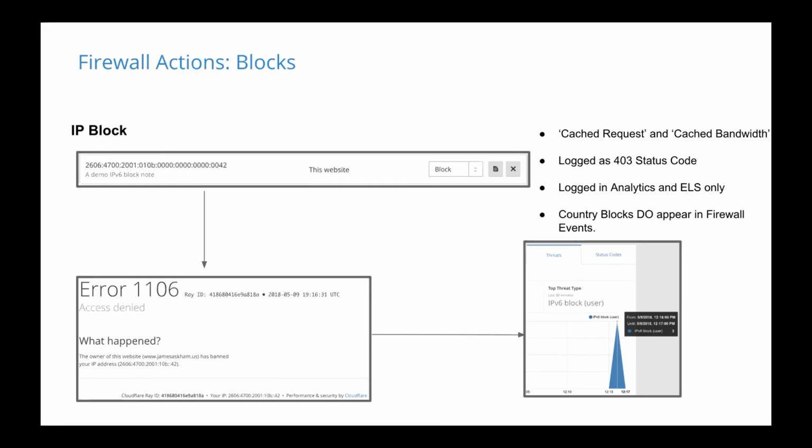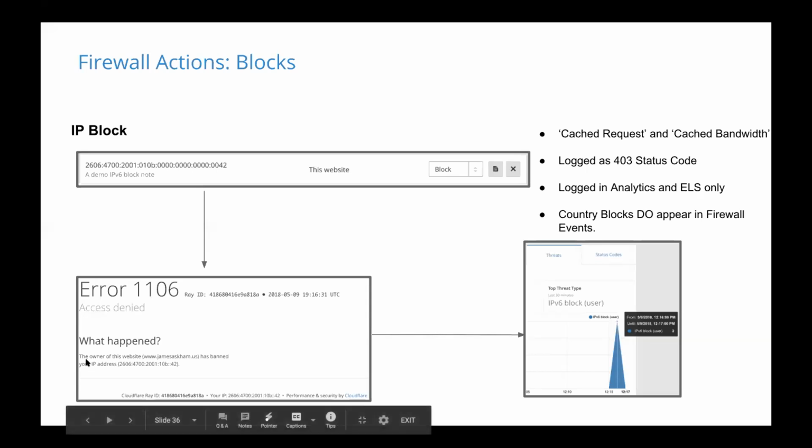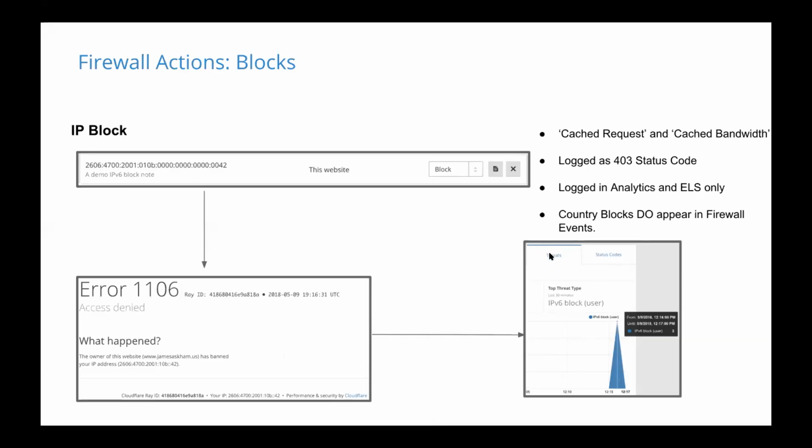Basically, these error codes are super helpful. In case your customer sees it, obviously they must have a screenshot so that you can debug it further, and the explanation usually shows you exactly what the problem is. You also can see it in the reports, as you can see on the Analytics tab, under Threats. You can also see that request being an IPv6 block user. So let's move on.